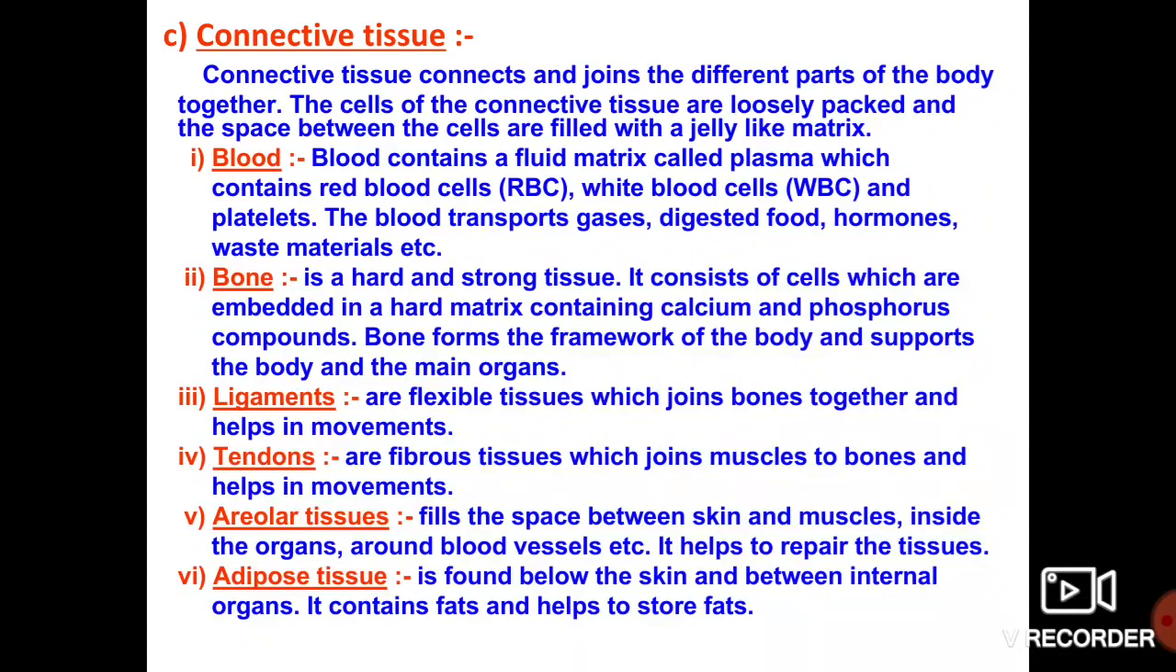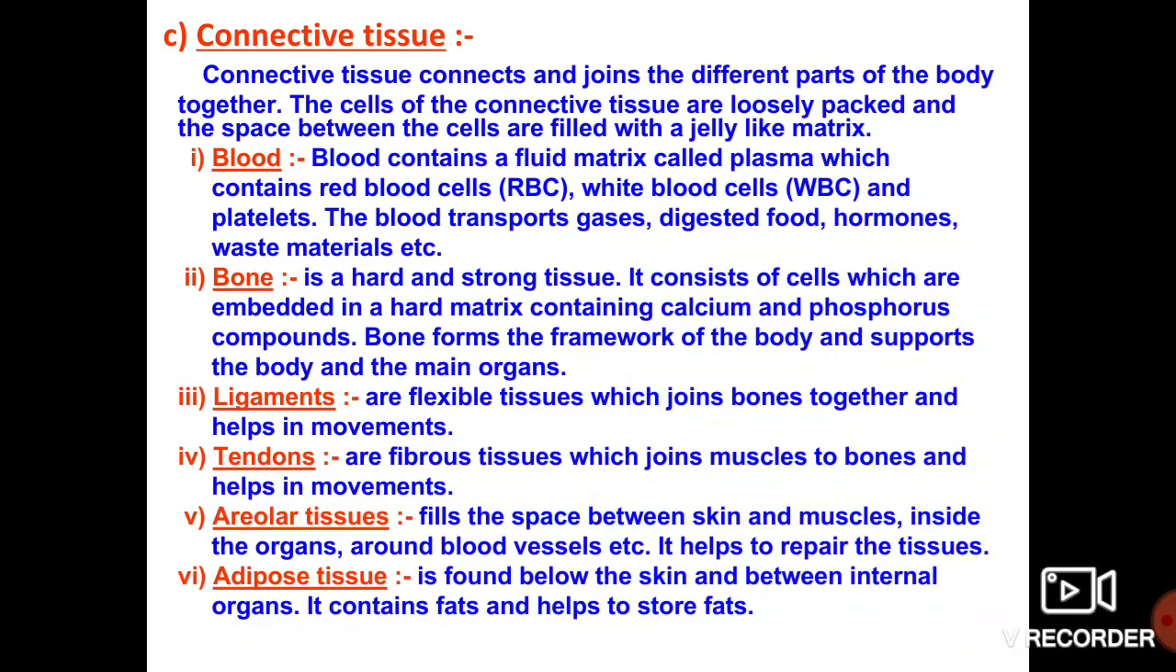And next, there is one more very important connective tissue, that we call bone. What is the main function of the bone? Yes, it is a hard and strong tissue consisting of cells which are embedded in a hard matrix containing calcium and phosphorus. As we know, these bones are made up of calcium and it is the hardest substance in our body.